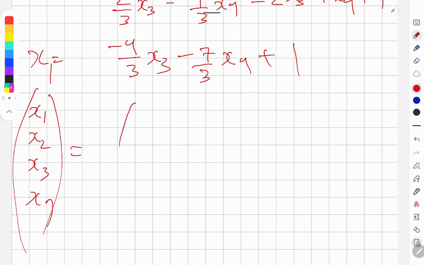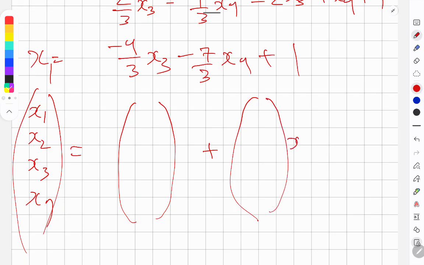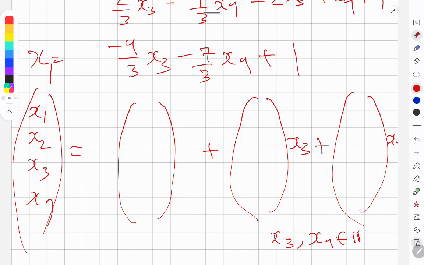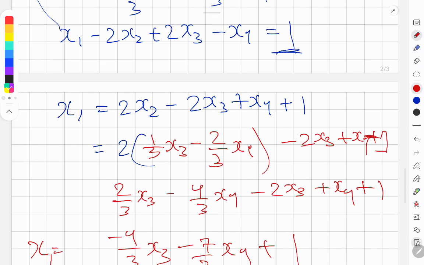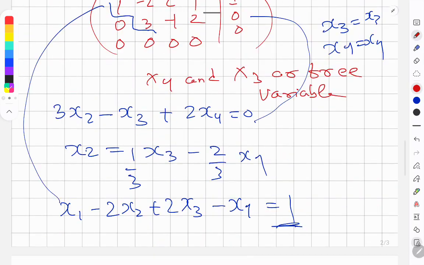So there will be one particular solution and there will be one solution which depends on x3. One particular solution is this: 1 0 0 0. And there is one solution that depends on x4, where x3 and x4 belong to R. So the particular solution is this one, 1, and there is no constant in x2.